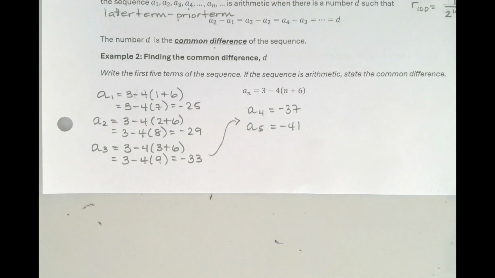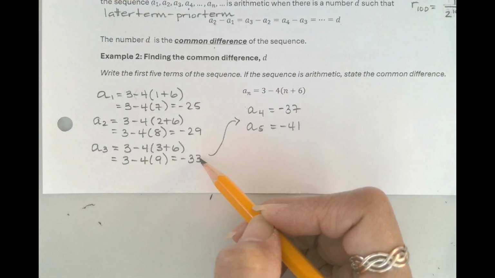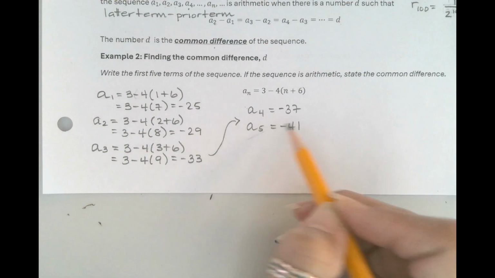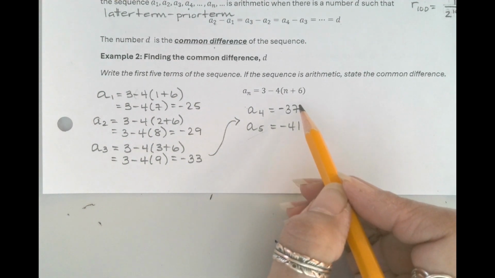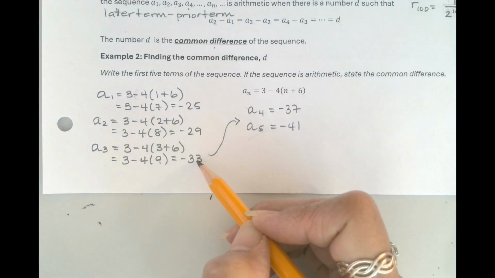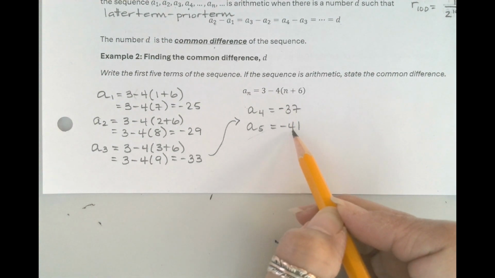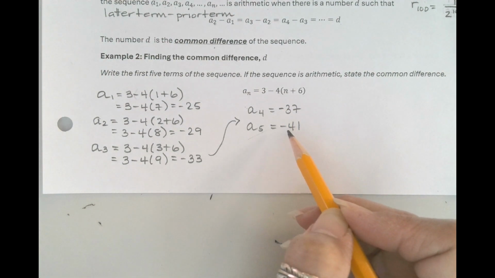Okay, so substituting the values of 1, 2, 3, 4, and 5 into that formula yielded the answers -5, -29, -33. I started noticing that the numbers were developing a pattern of decreasing by 4. So I no longer proceeded in substituting. I just continued subtracting by 4. -33 minus 4 is -37. -37 minus 4 gave me a -41.